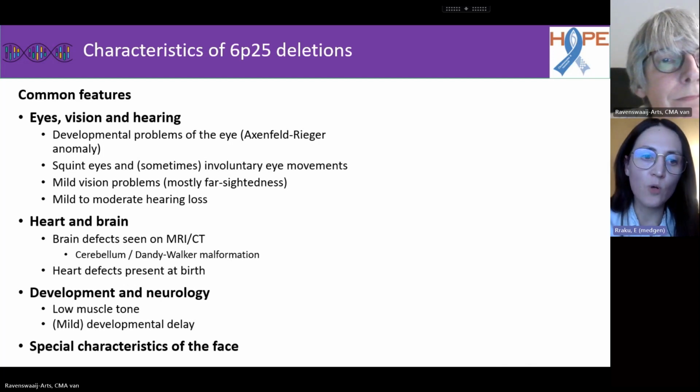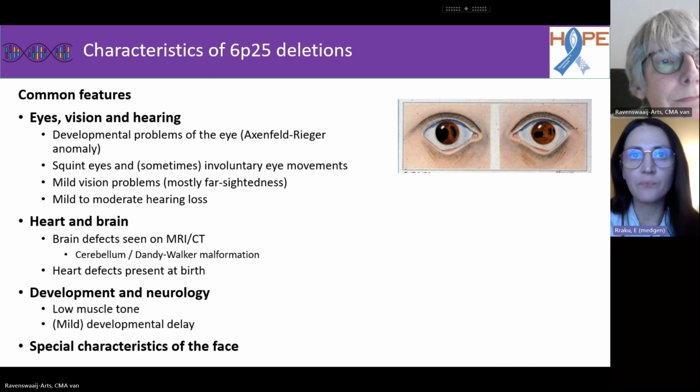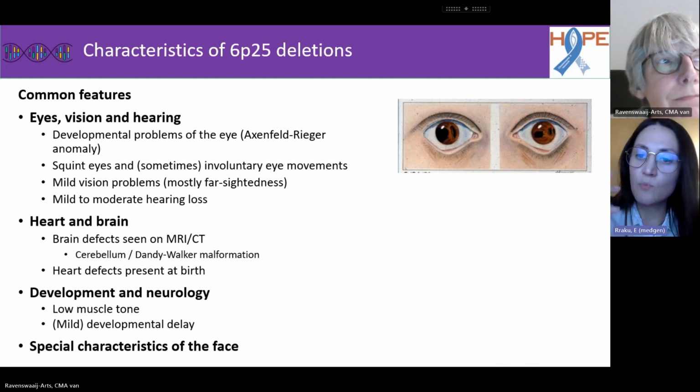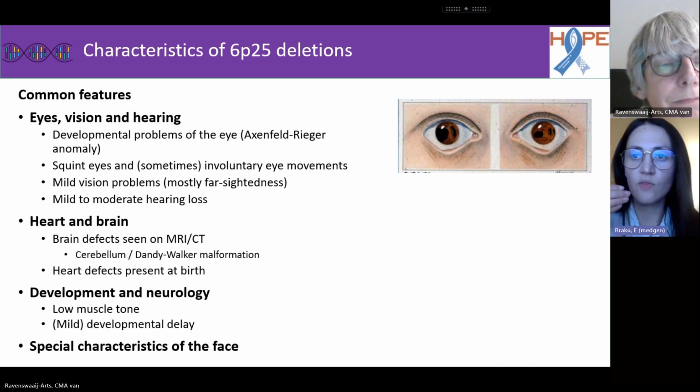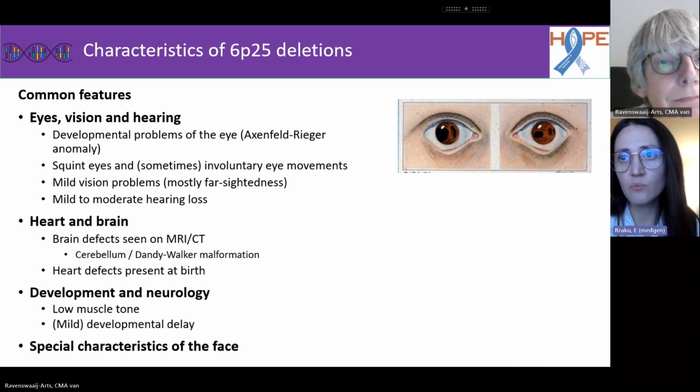The first group is problems with the eyes, vision, and hearing that were seen in the majority of individuals. Around 75% of children in our cohort had problems in the development of their eye, specifically a defect named Axenfeld-Rieger anomaly. And this anomaly is a spectrum of developmental problems affecting the foremost region of the eye, also called the anterior segment. And what I mean by spectrum is that it includes a range of problems.